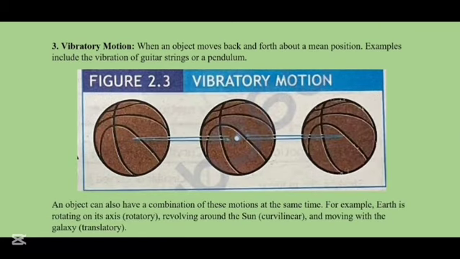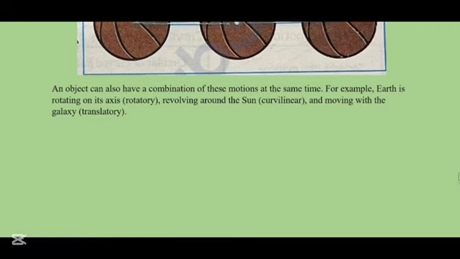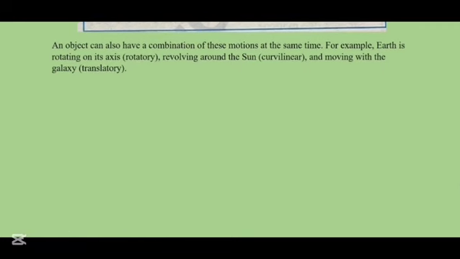Vibratory motion is when an object moves back and forth about a mean position. Examples include the vibration of a guitar string or a pendulum. An object can have a combination of these motions at the same time. For example, the earth is rotating on its axis, which is rotatory. It is also revolving around the sun, which is curvilinear, and moving within the galaxy, which is translatory.